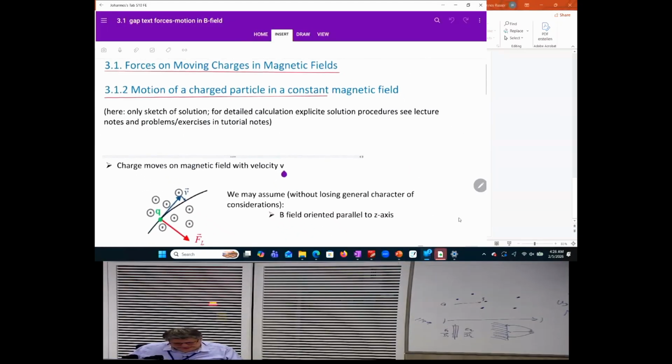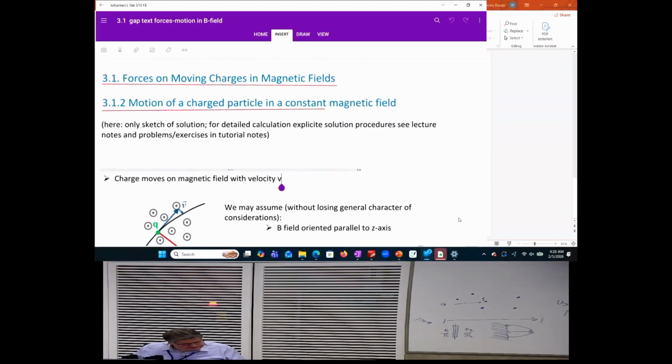So you find here the next gap text on our slides, and that brings us here to a little more detailed look onto the Lorentz effect or the Lorentz force.